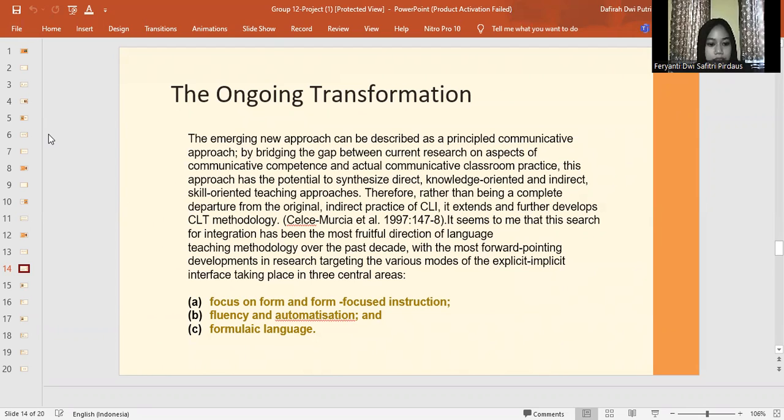The second one is fluency and automatization. Form-focused instruction has been primarily concerned with linguistic accuracy and the knowledge of grammatical structure, but everybody who has ever tried to speak in a foreign language knows that the accurate use of linguistic form is not the only and often not even the most serious concern with regard to communicative effectiveness. In many respects, L2 fluency is equally, if not more, important.